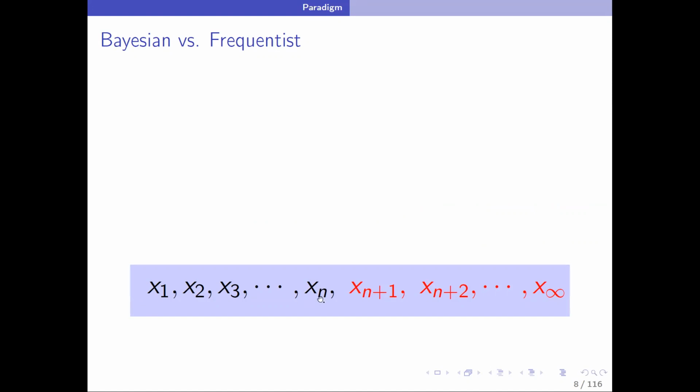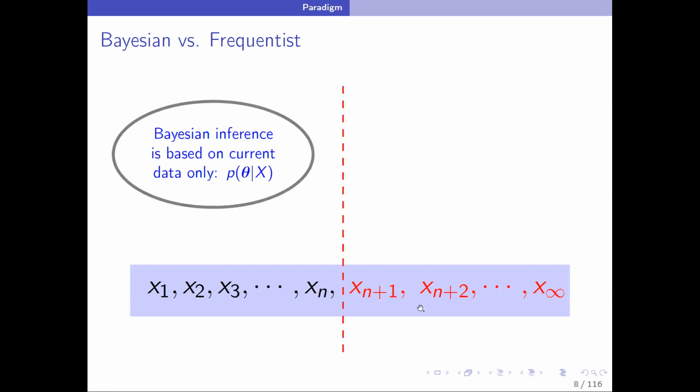You collect your data, you have xn data, that's what you have. You might be able to see more and more data that's represented by the red. There is this single line right here. On the left-hand side, Bayesian inference is based on what you have observed. It doesn't make any assumption on what you will see in the future. Given what I have, this is the most information I can say about my parameter. So I'm addressing the parameter inference directly.